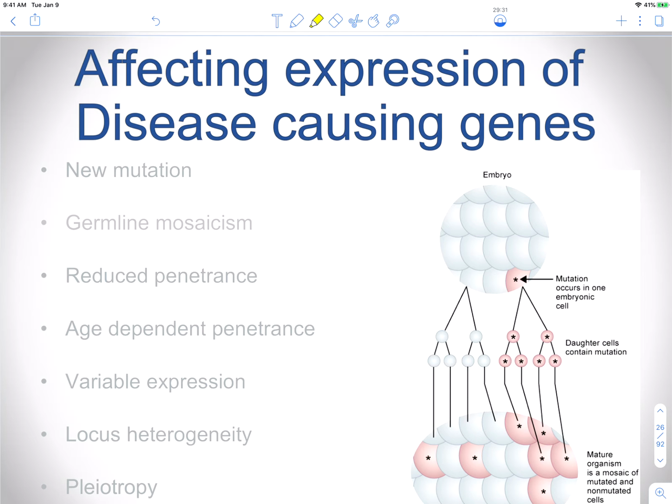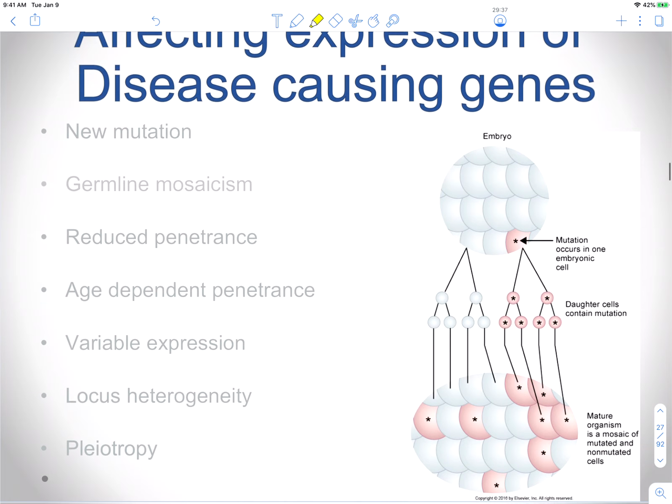All right, so now there are different things that can affect the expression of diseases. Here, for example, we have an embryo, and one of the cells in the embryo has a mutation. The offspring of this mutated cell will continue to divide in the embryo and will generate daughter cells that contain the mutation. As these daughter cells start to differentiate into different organs and organ systems, the organism has a mosaic of mutated and non-mutated cells. So again, depending on the mutation, and depending on where these mutated daughter cells reside, what organ they eventually become part of, will affect the presentation of the phenotype.